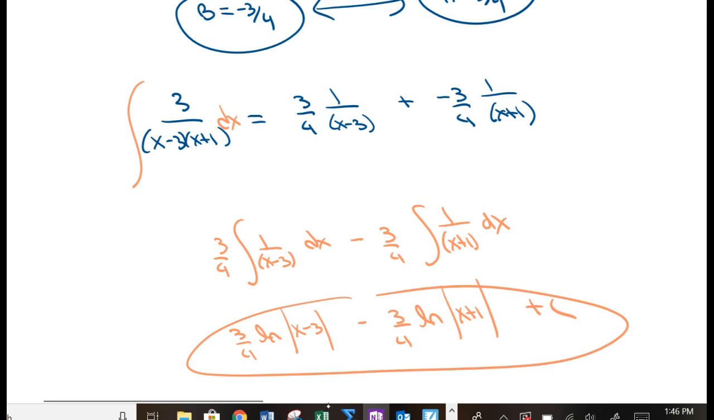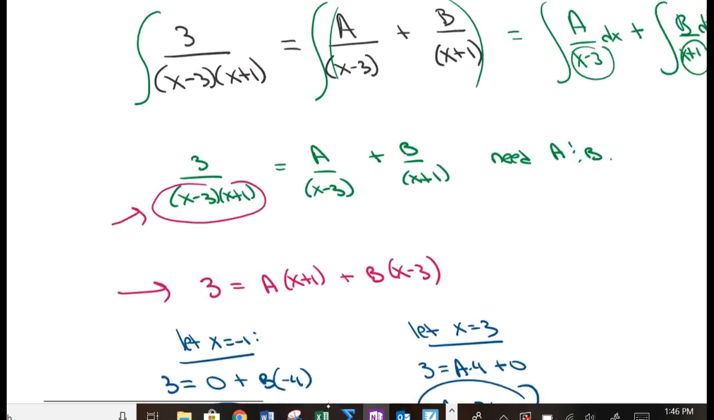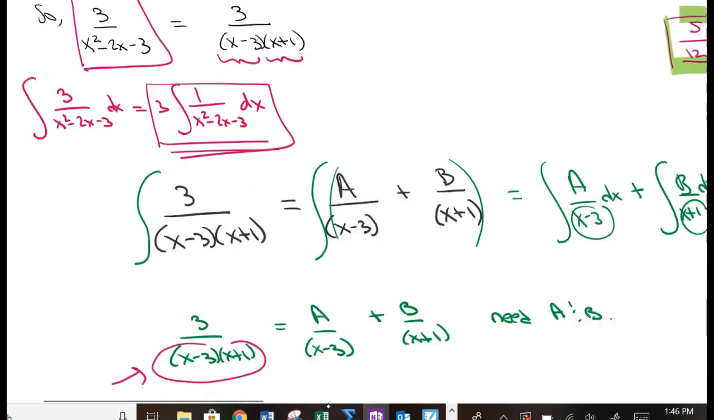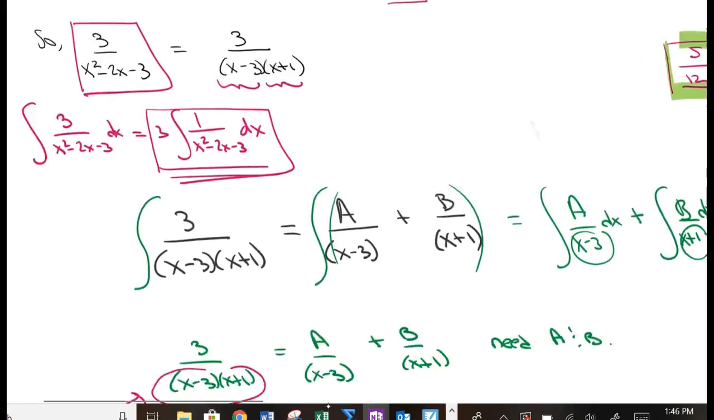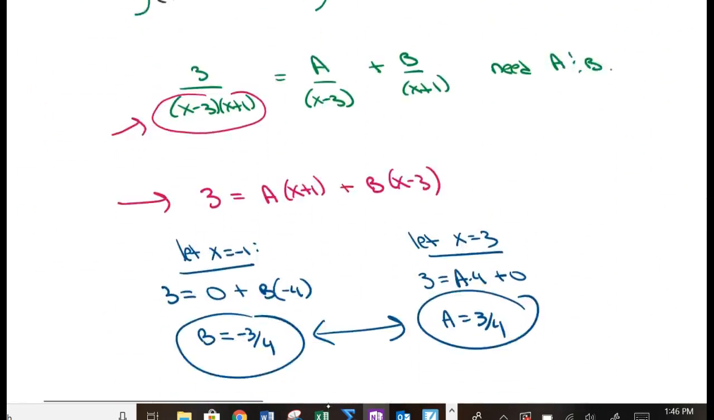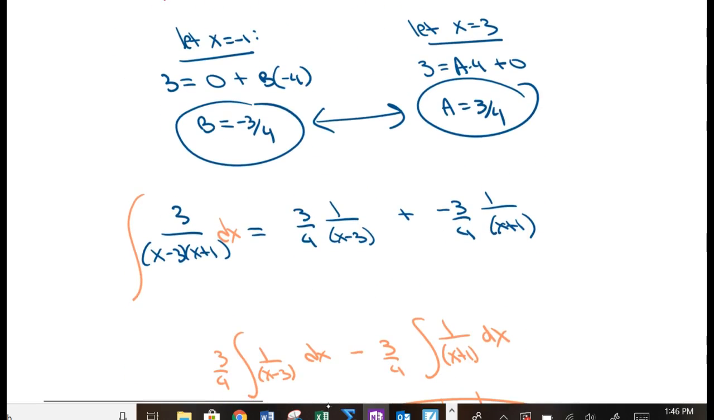So this method of integrating is called integration by partial fractions, right? The partial fractions of 3 over x minus 3 times x plus 1 are right here. Here are the partial fractions.